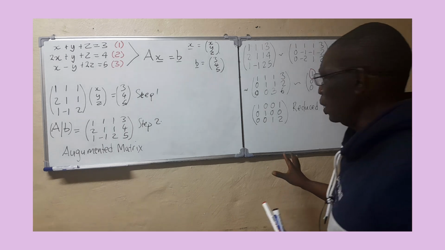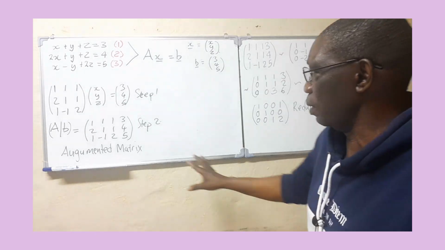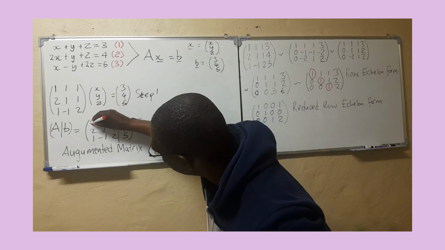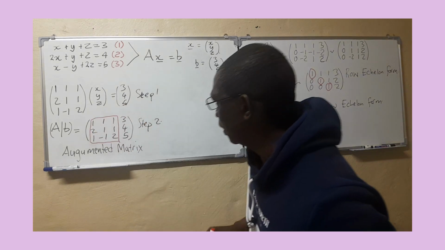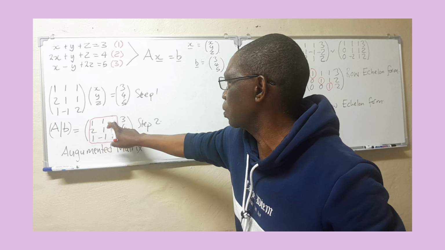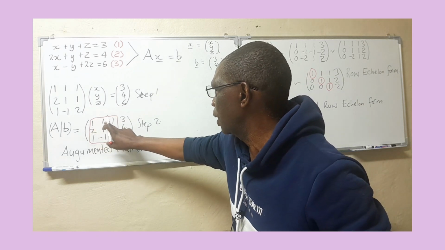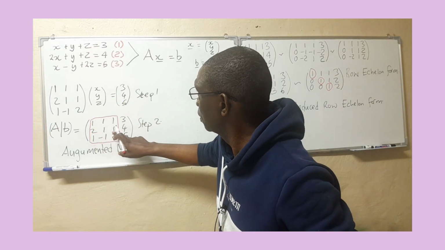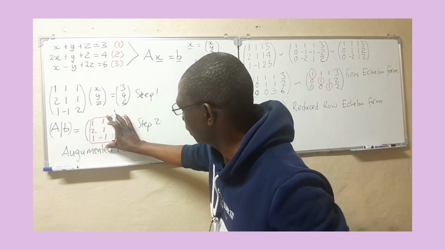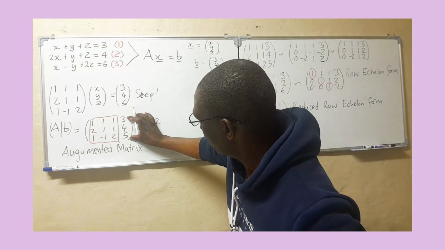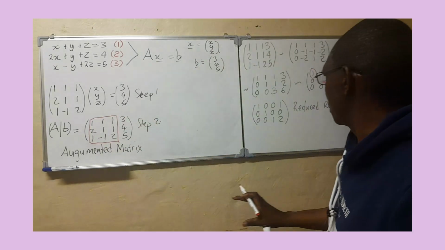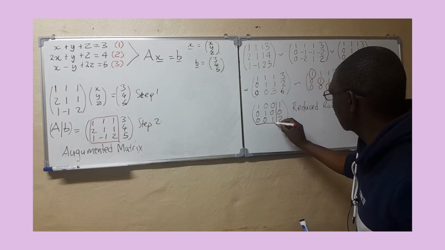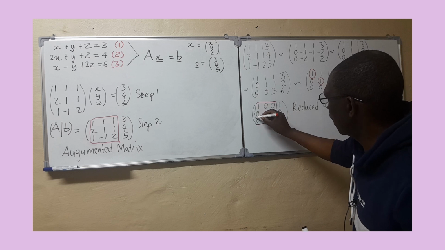Remember, we are coming from the augmented matrix where this part here is A, representing the coefficients x, y, z. So this will be coefficient x, coefficient y. Well, look at that. 1, 1, 1. 2, 1, 1, 1, minus 1. So this is matrix A. And this one here was matrix B.